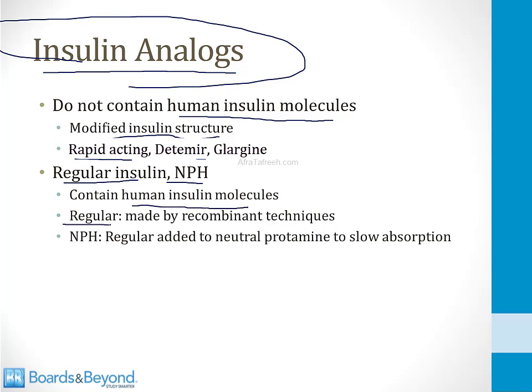Regular insulin, as I said before, has insulin molecules made by recombinant techniques. An NPH insulin contains regular insulin molecules added to neutral protamine to slow absorption, but it still contains regular insulin, and therefore it's not an insulin analog.